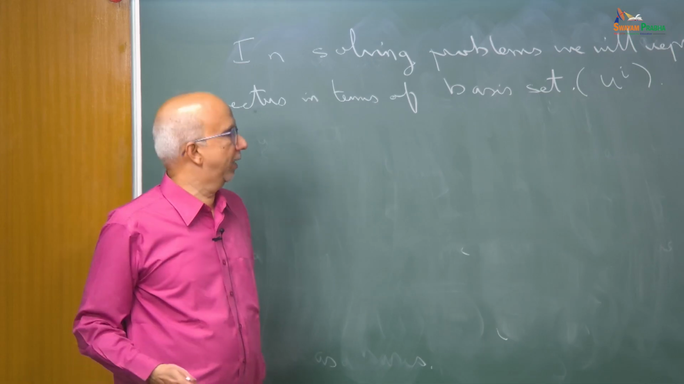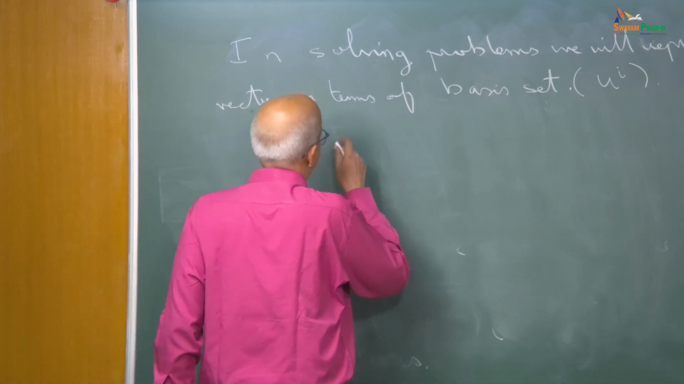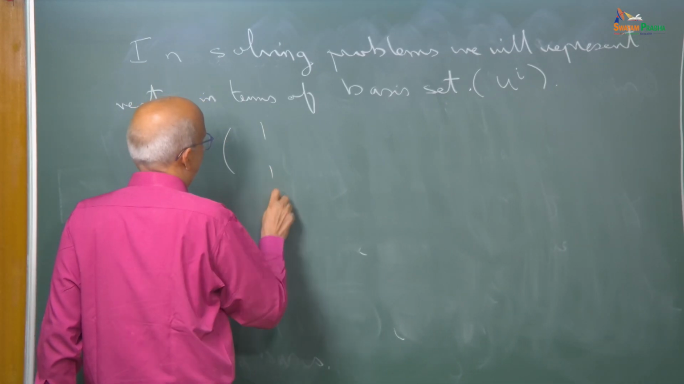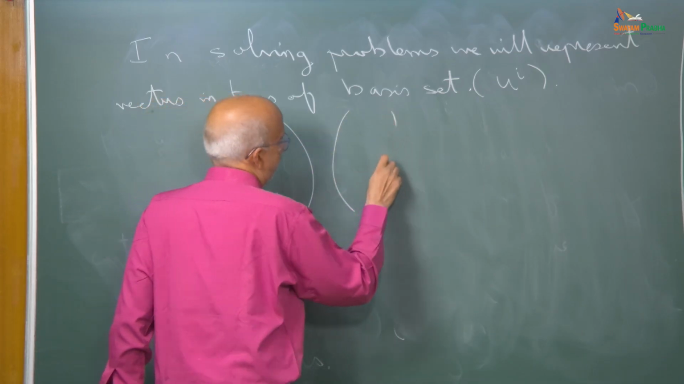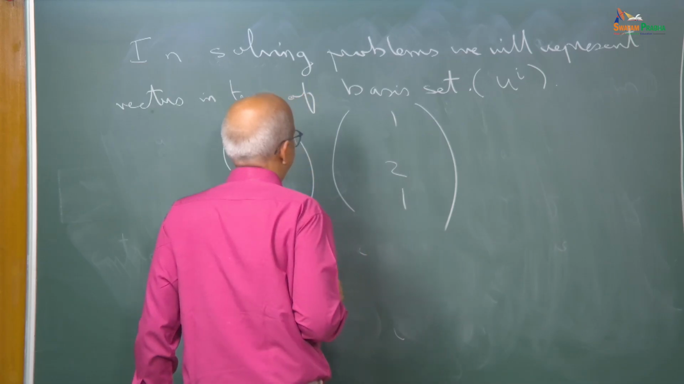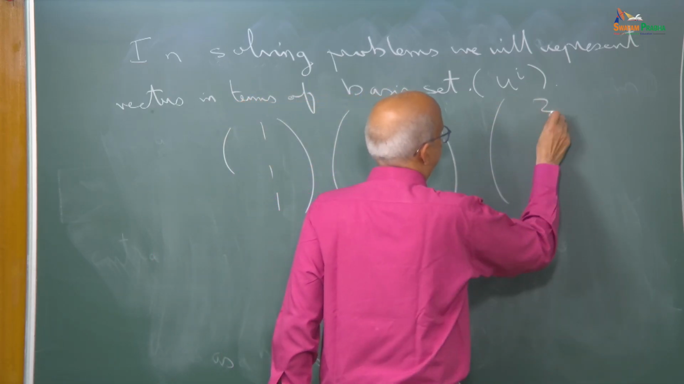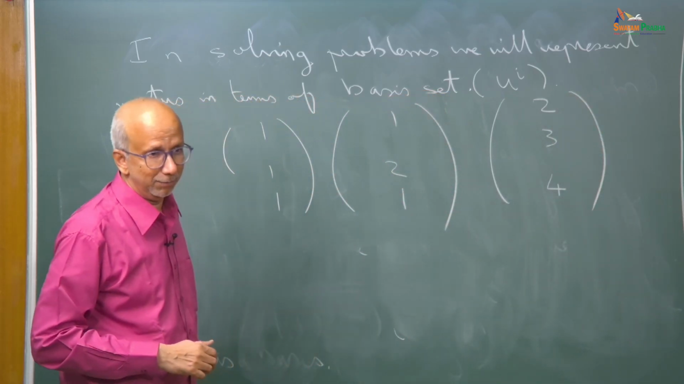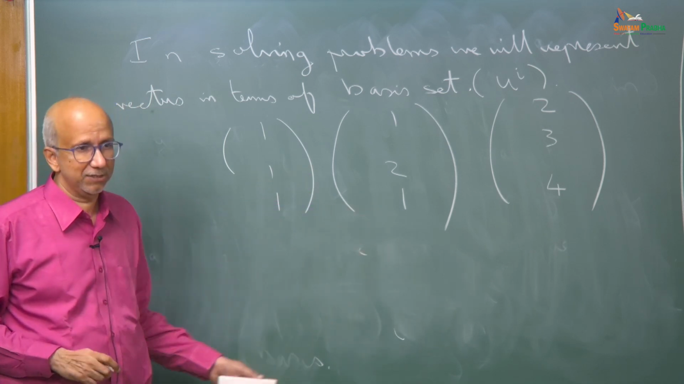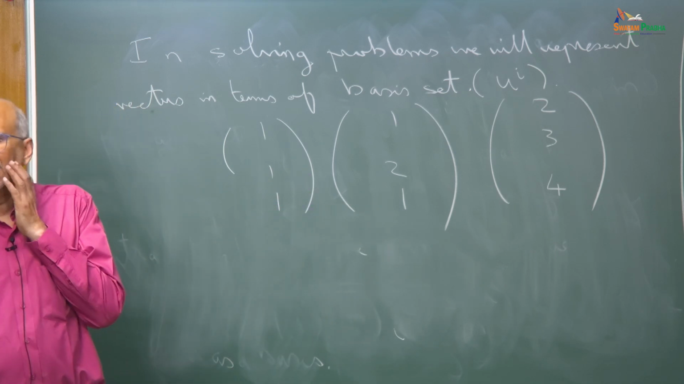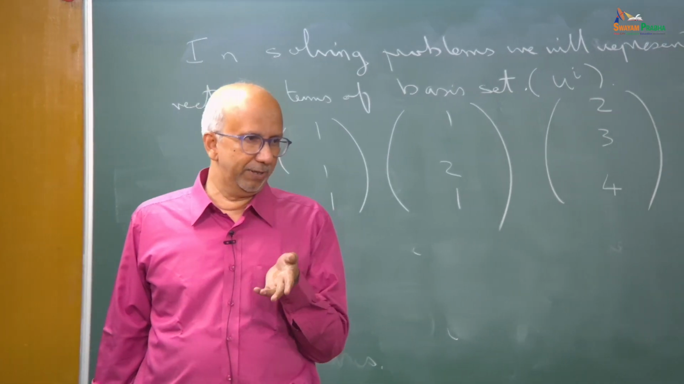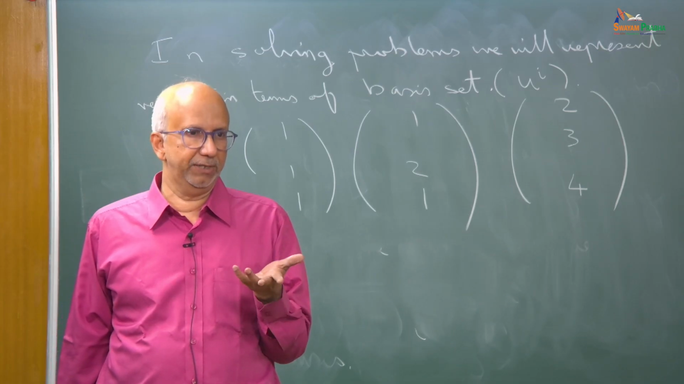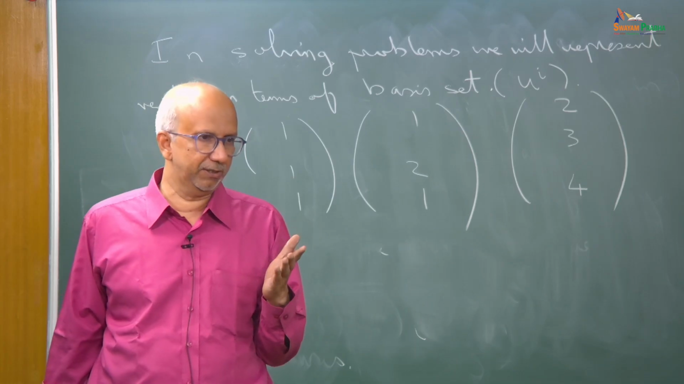So, supposing I have, let us consider (1, 1, 1), (1, 2, 1), and (2, 3, 4). I am hoping that these are independent. I think they are. Okay. I just added something and I changed the last number, so it has to be. So, basically these are 3 vectors which are independent. Okay. And they all have 3 coordinates.